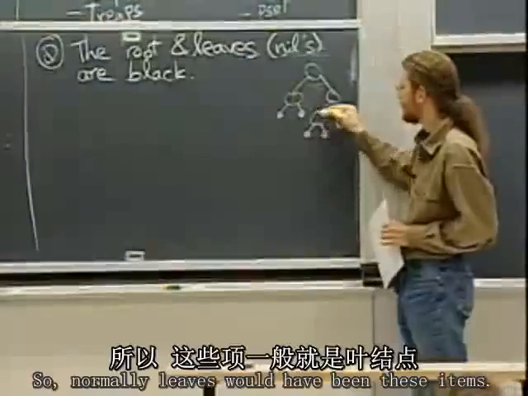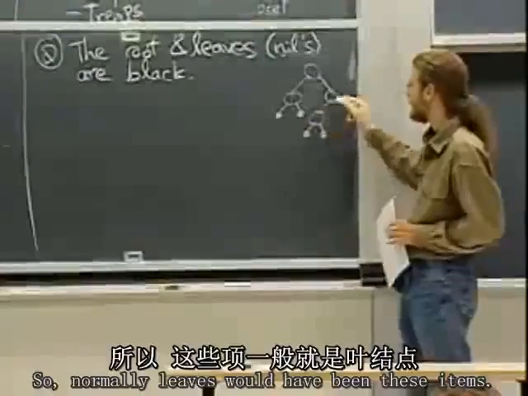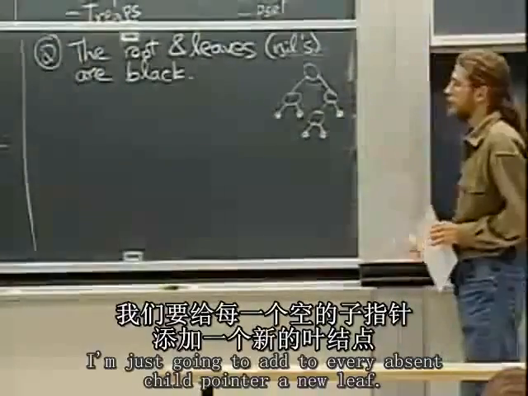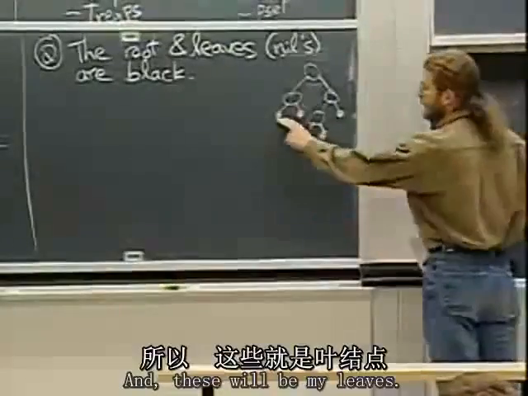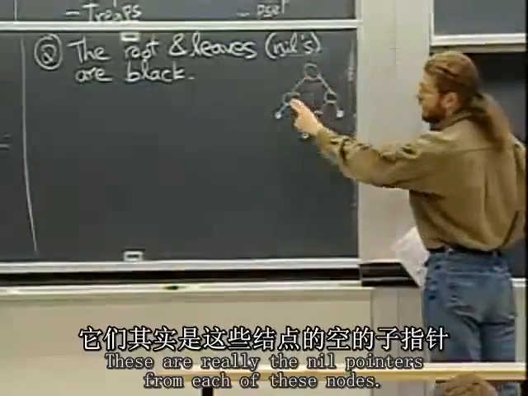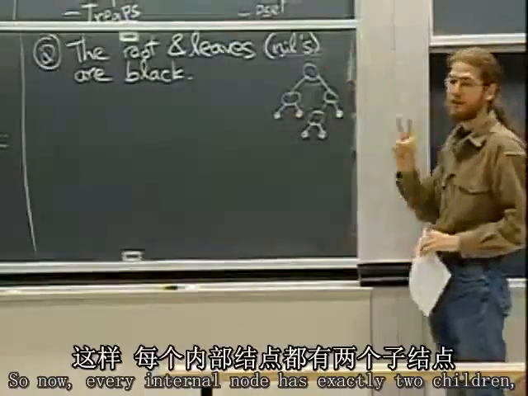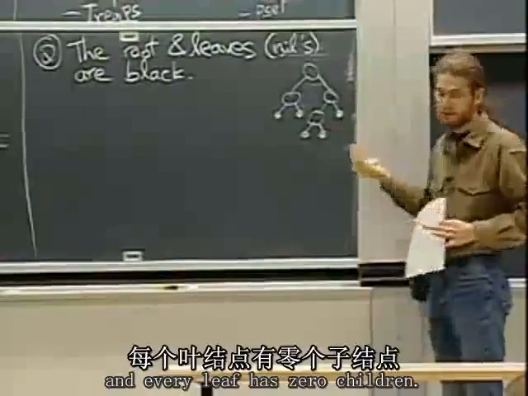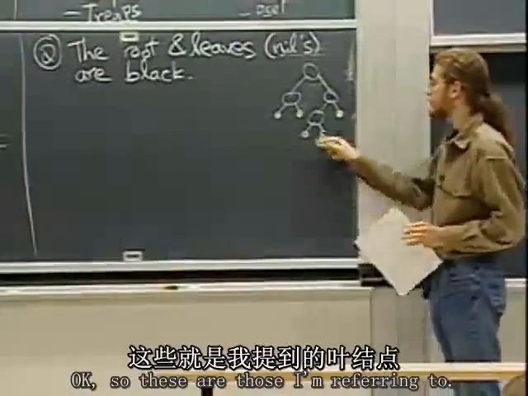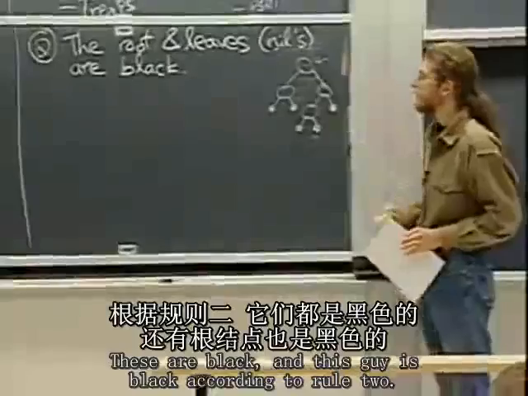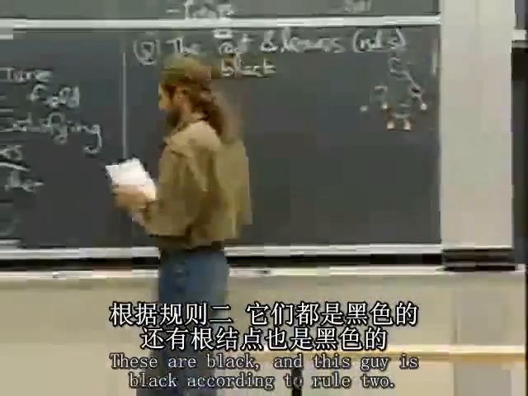So normally leaves would have been these items. I'm just going to add to every absent child pointer a new leaf. And these will be my leaves. These are really the nil pointers from each of these nodes. So now every internal node has exactly 2 children, and every leaf has 0 children. Okay, so these are the nodes I'm referring to. These guys are black, and this guy is black, according to rule 2.